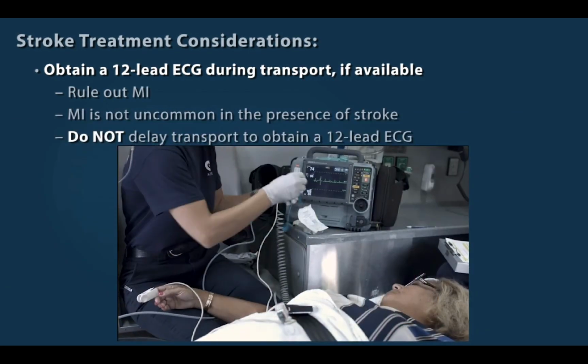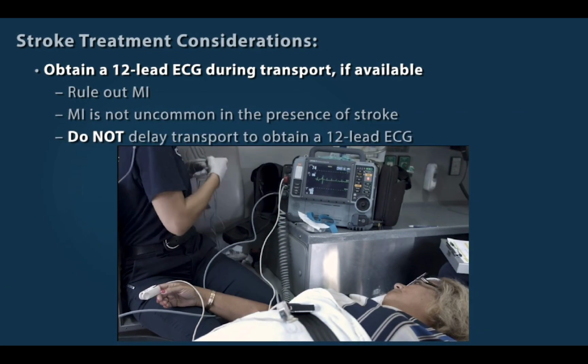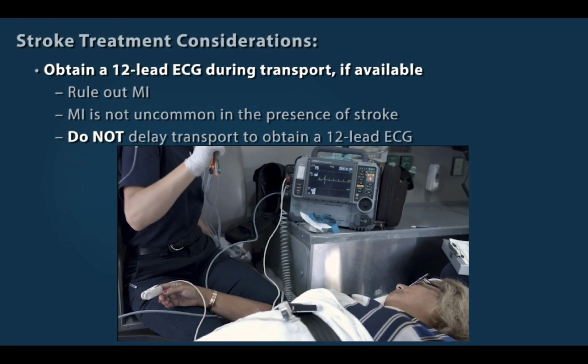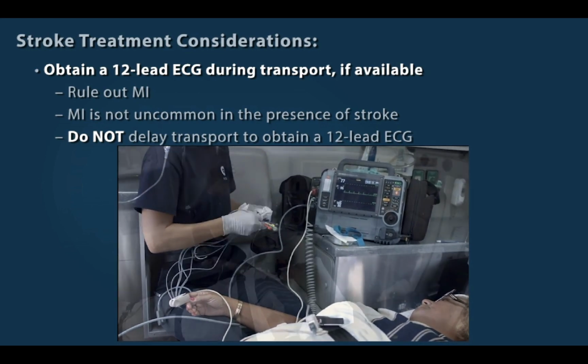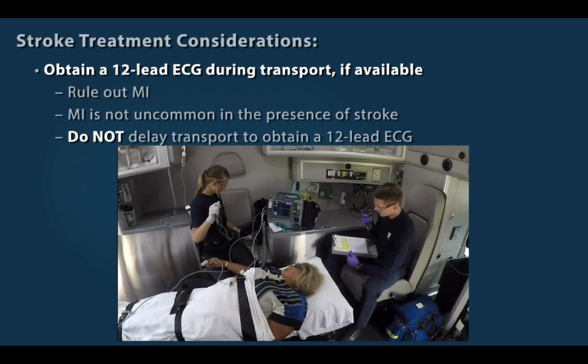A pre-hospital 12-lead EKG should ideally be obtained en route to the hospital. For patients with a differential diagnosis of stroke, do not delay transport to obtain a 12-lead. If you are unable to obtain a 12-lead prior to arrival at the receiving stroke center, the ED staff will obtain one shortly after patient arrival.